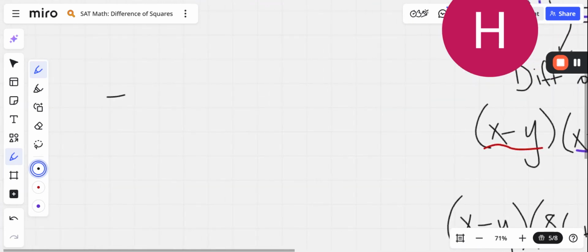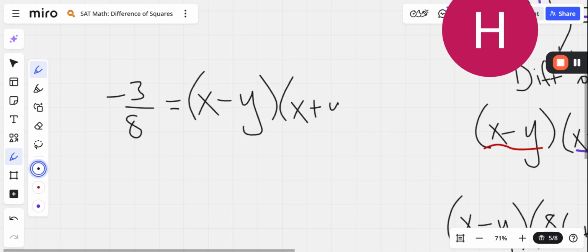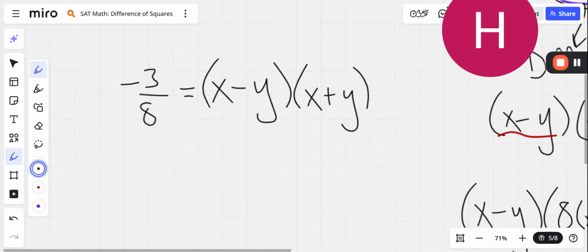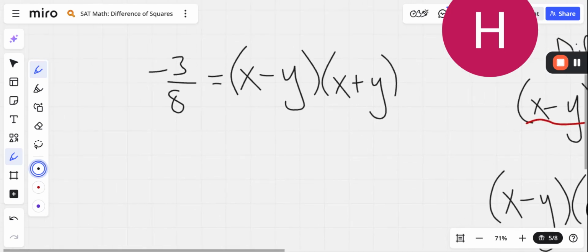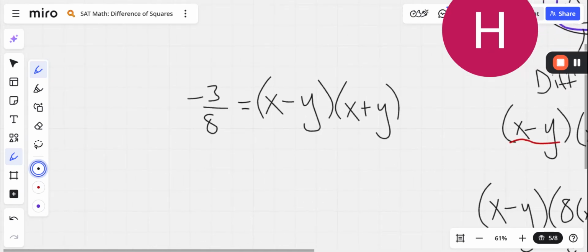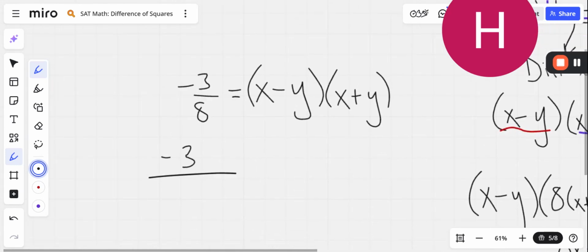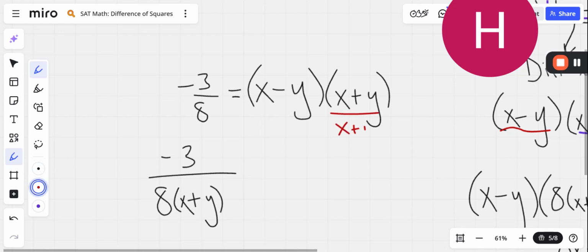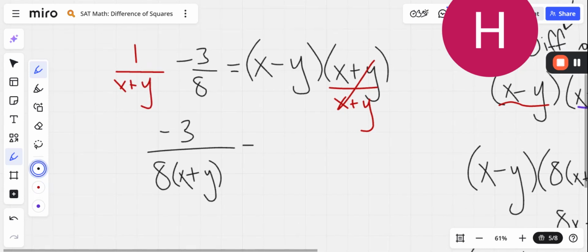So x squared minus y squared equals negative 3/8. We could just say that's equal to x minus y, x plus y. And then we can divide both sides of the equation by x plus y. That cancels here, and we multiply by 1 over x plus y here. You'll see that this kind of magically turns into 8x plus 8y.